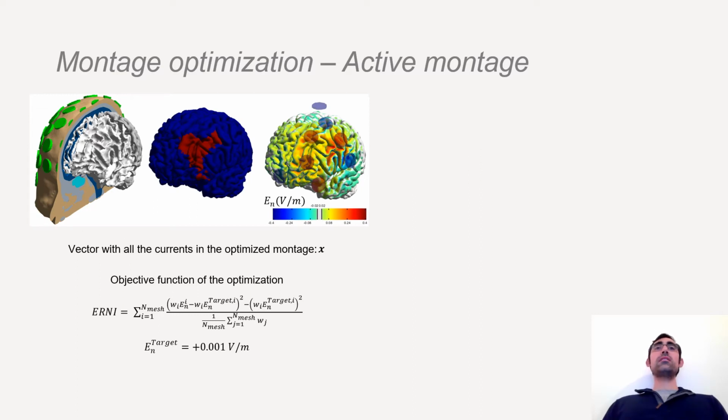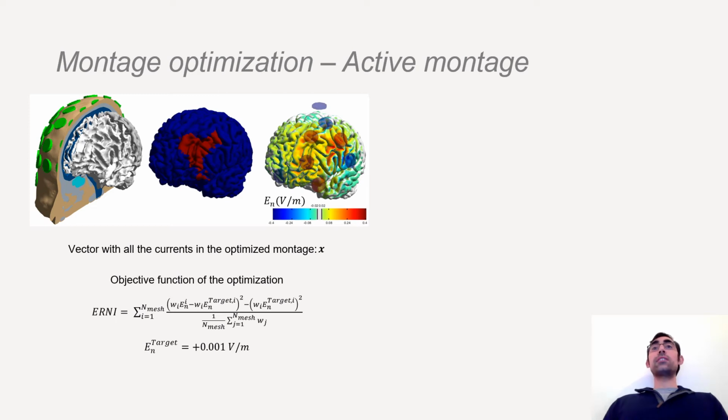So one can imagine that in order to use this approach to develop a sham montage, we would just need to rerun the optimization with the target electric field set to a very low value, like 0.001 volts per meter or something. This would, however, return a solution with all the electrode currents set to 0, which wouldn't be very effective. We'd basically end up with the same problem that we started with.